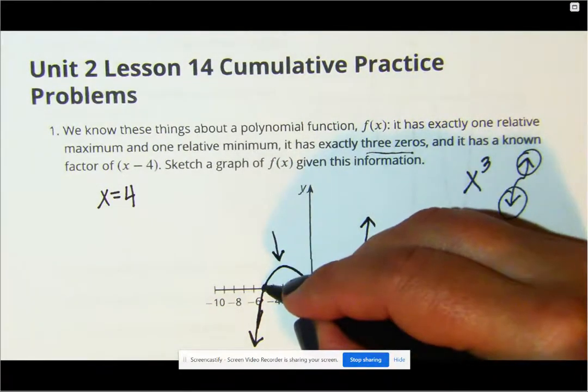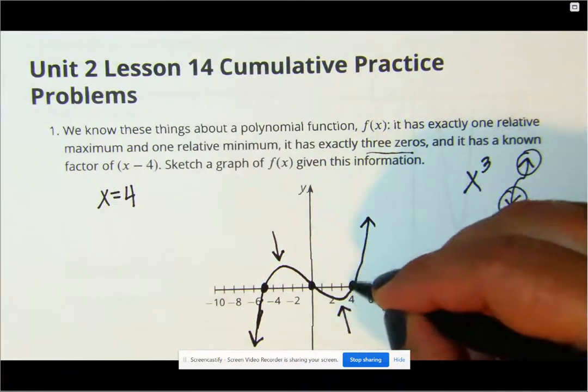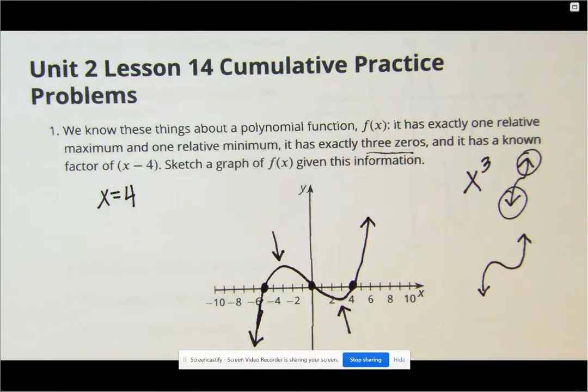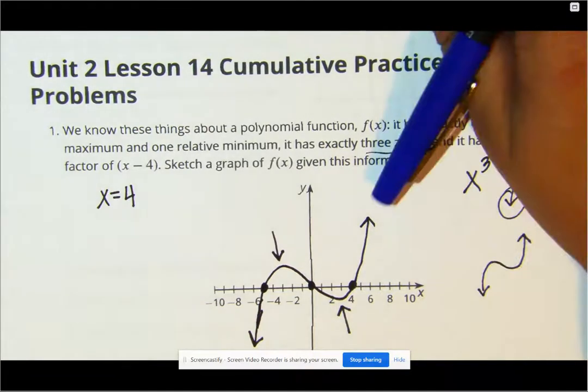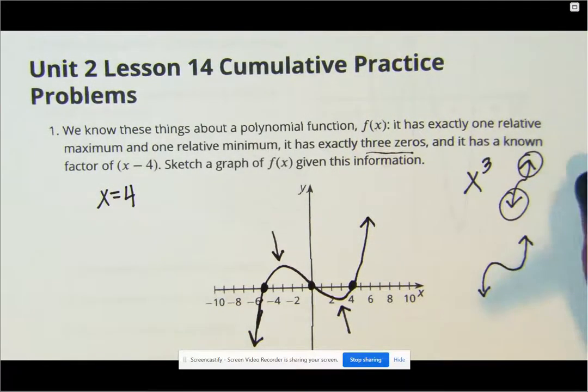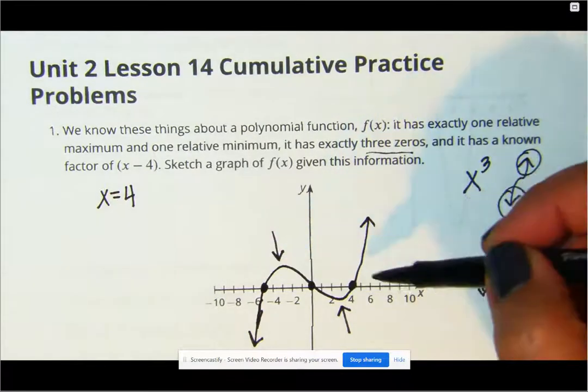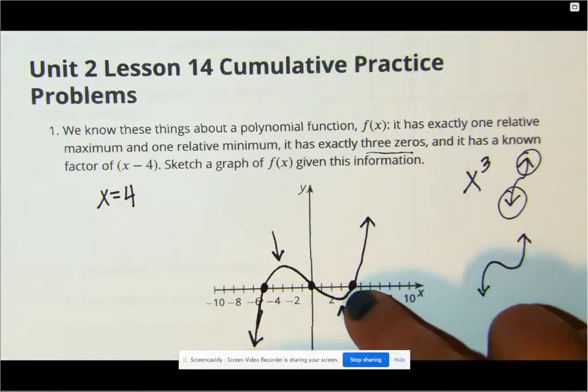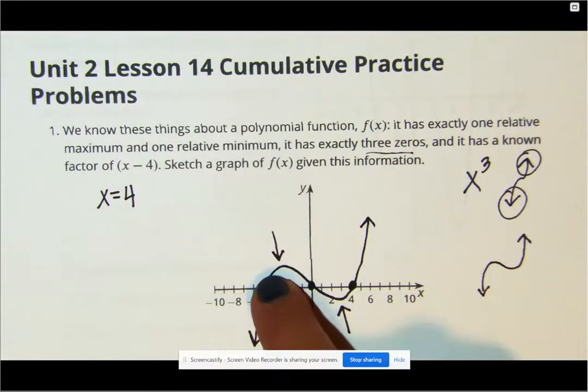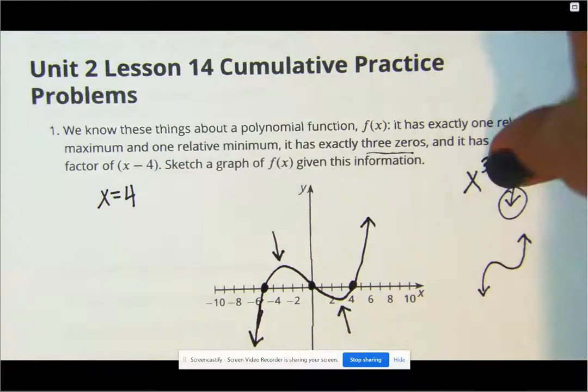It's got 3 zeros, 1, 2, 3. And one of the known factors was x minus 4, which means it touches at x equals 4. That's just one possibility. There's many other possibilities as long as it has 3 zeros and one of them is at x equals 4, as long as it has one relative min and one relative max.